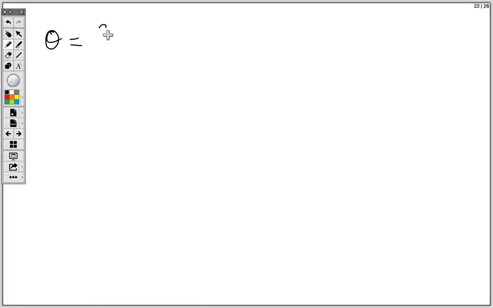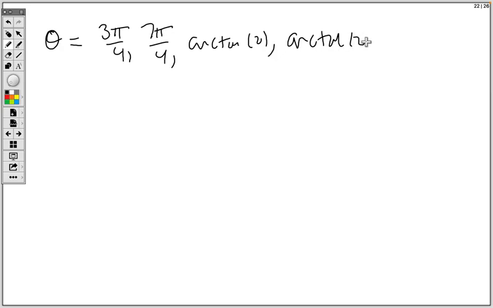So theta is 3 pi over 4, 7 pi over 4, arctangent of 2, and then arctangent of 2 plus pi. And once again, you can verify those on Desmos. So we find all the solutions, and then we pick out the ones that fit where we want them to be.